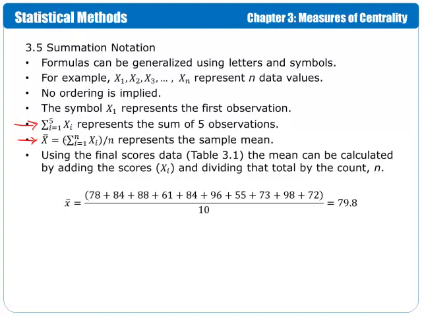Using the final scores data from table 3.1, the mean can be calculated by adding the scores x sub i and dividing that total by the count n. That formula can then be represented by this formula right here using symbols.